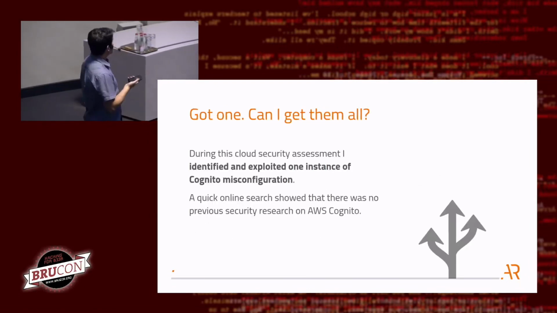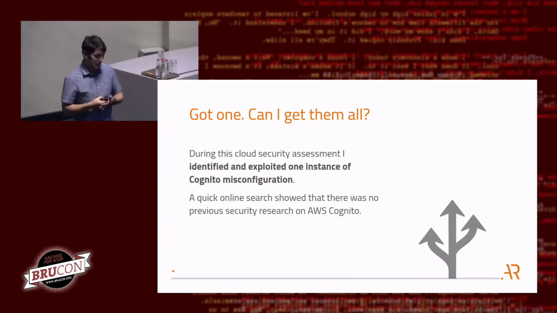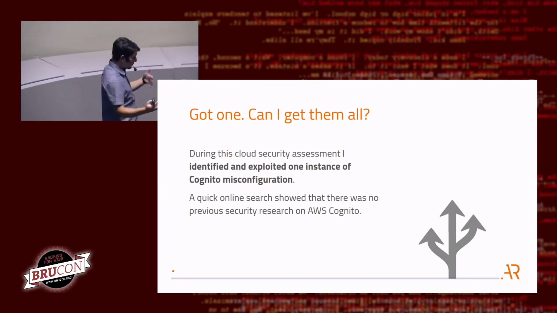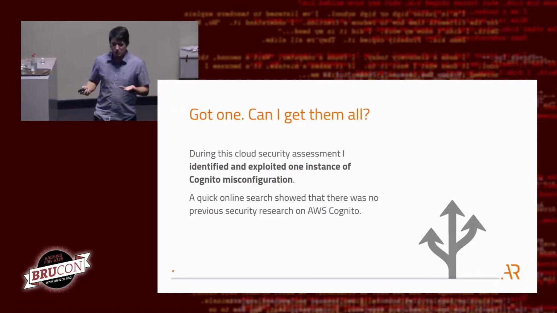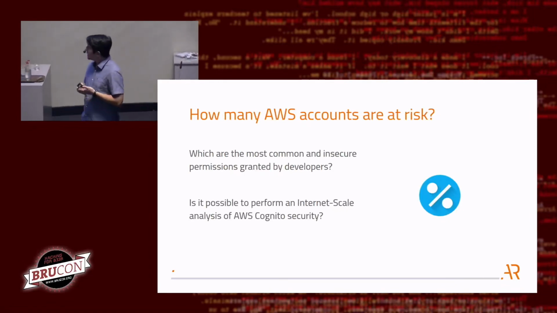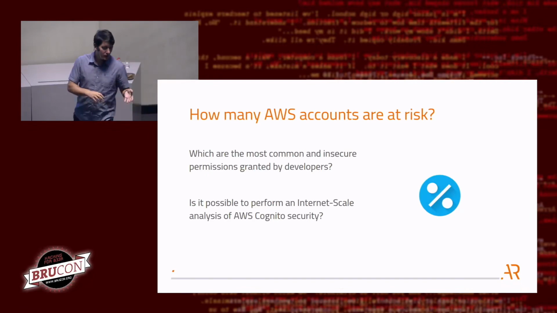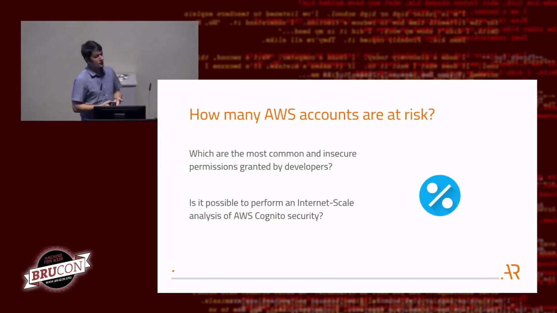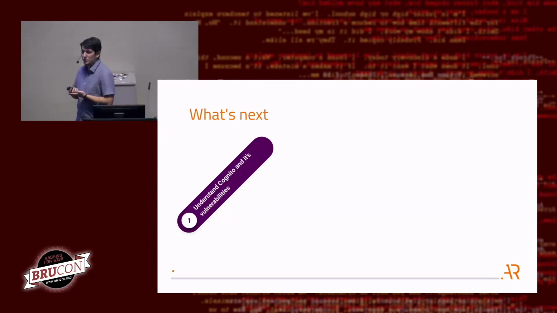And I started to think, is this something common? Is this something that many developers are doing, assigning a lot of privileges to AWS Cognito? Am I going to be able to exploit this in many installations worldwide? And is it even possible to perform an internet scale analysis of AWS Cognito? So all of these questions were the ones that started the research. And the next slides are going to explain how I did it.